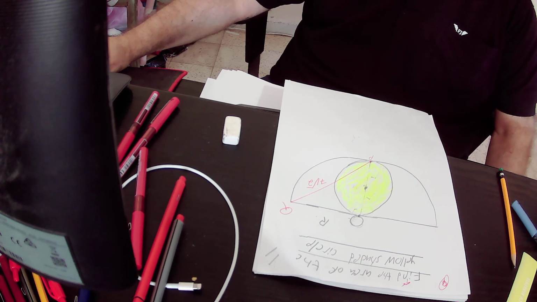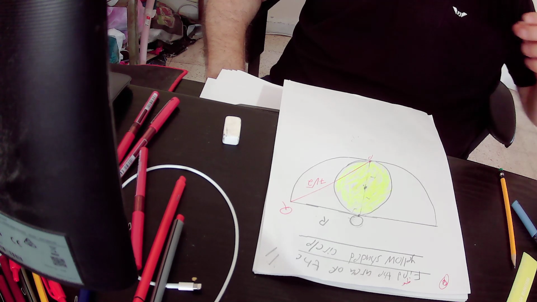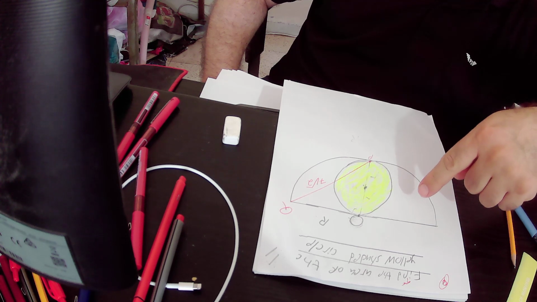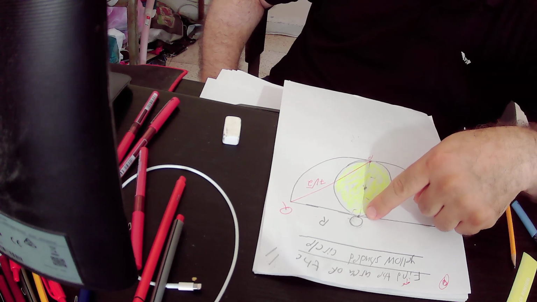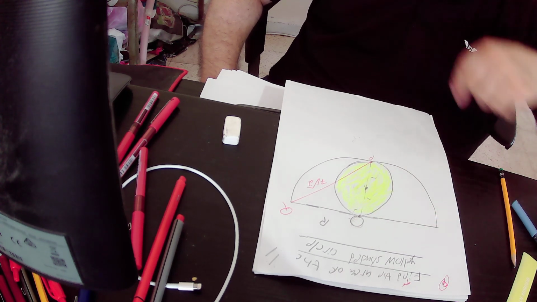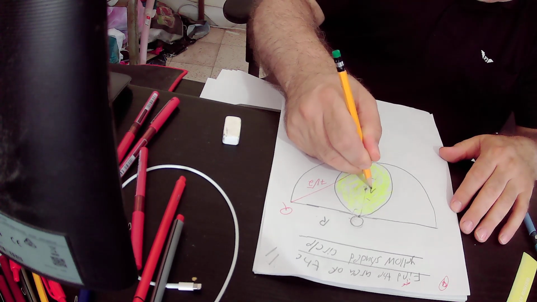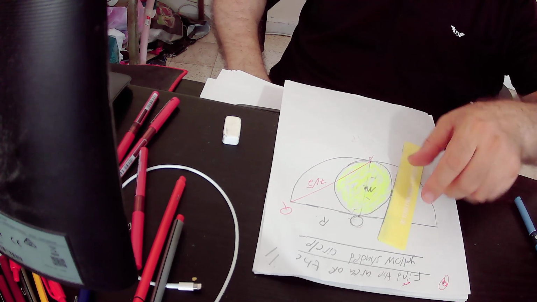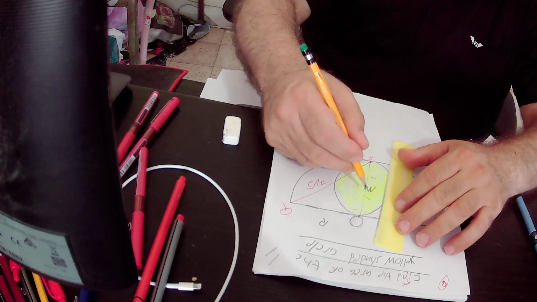Hello, in this lecture we will find the area of the yellow circle. In the picture we have a semicircle, and the center of the semicircle is at point O, and let's call the center of the yellow circle M. And then let's connect the two centers together.